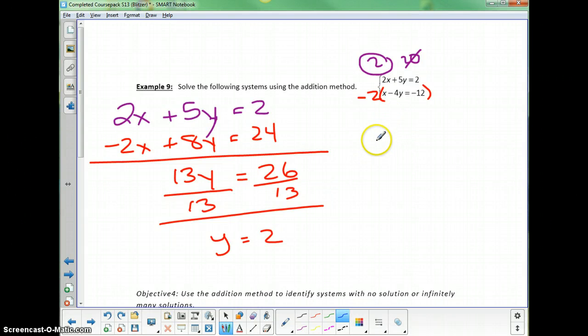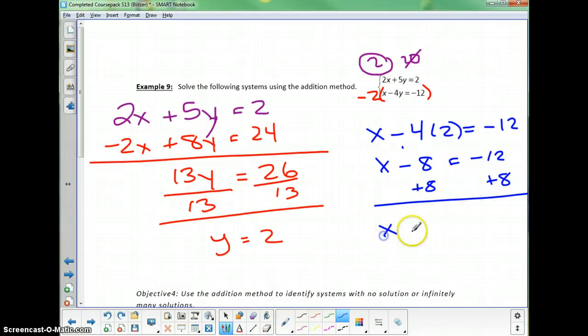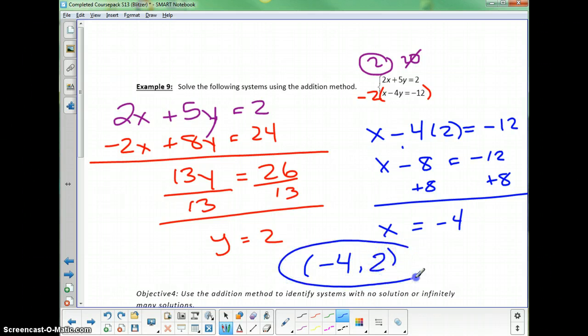Alright, and let's go ahead and find x. x minus 4 times y equals negative 12. So let me simplify. That's x minus 8 equals negative 12. So let's go ahead and add that 8. So I get that x is equal to negative 4. So the answer to this system of equations is negative 4, 2.